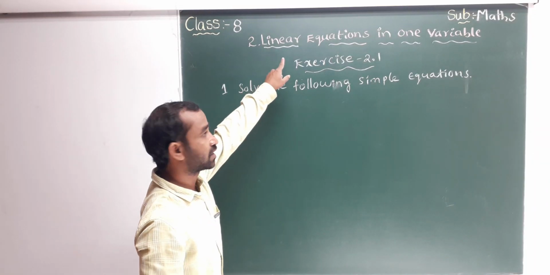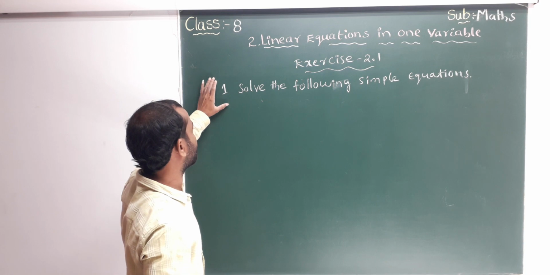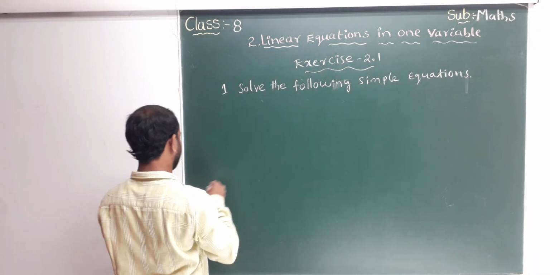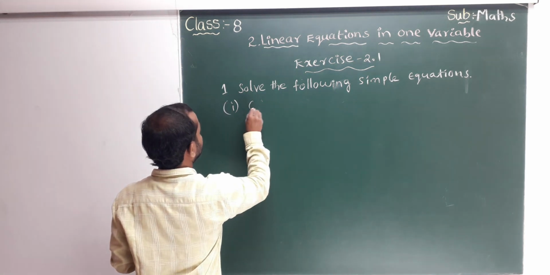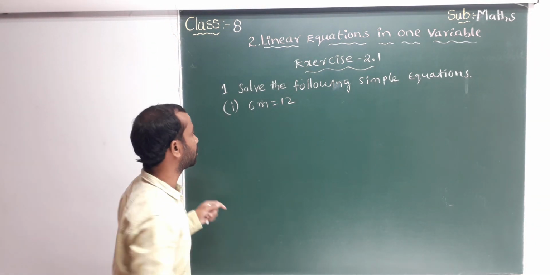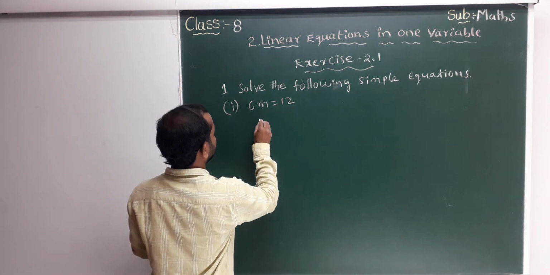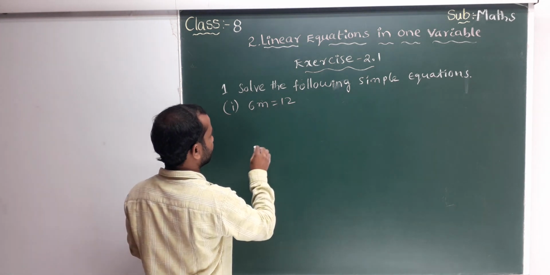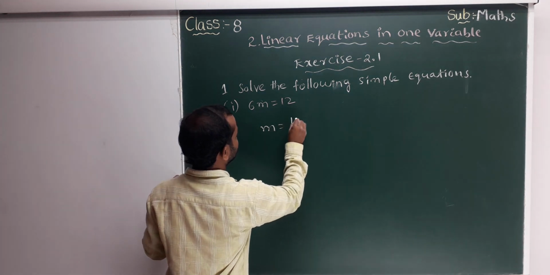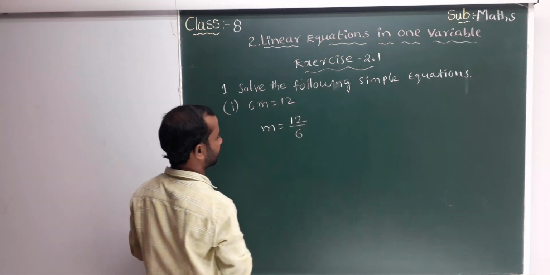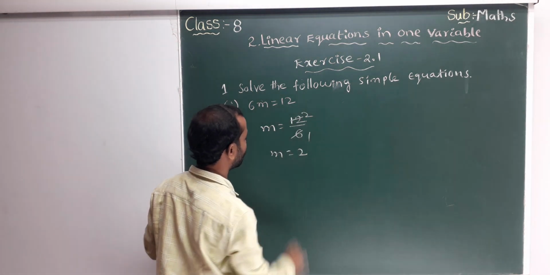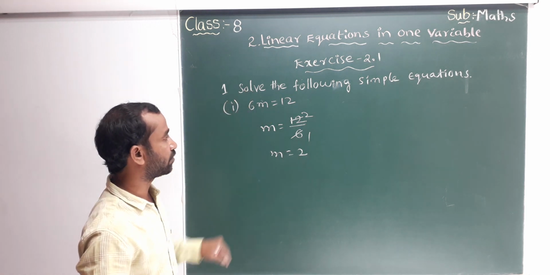Next, exercise, first problem. Solve the following simple equations. First problem, 6m equal to 12. Here 6 is transposed to the right side, so multiply becomes division. So 12 divided by 6. 6 ones are 6, 6 twos are 12. So here m equals 2. 2 is the solution of the given equation.